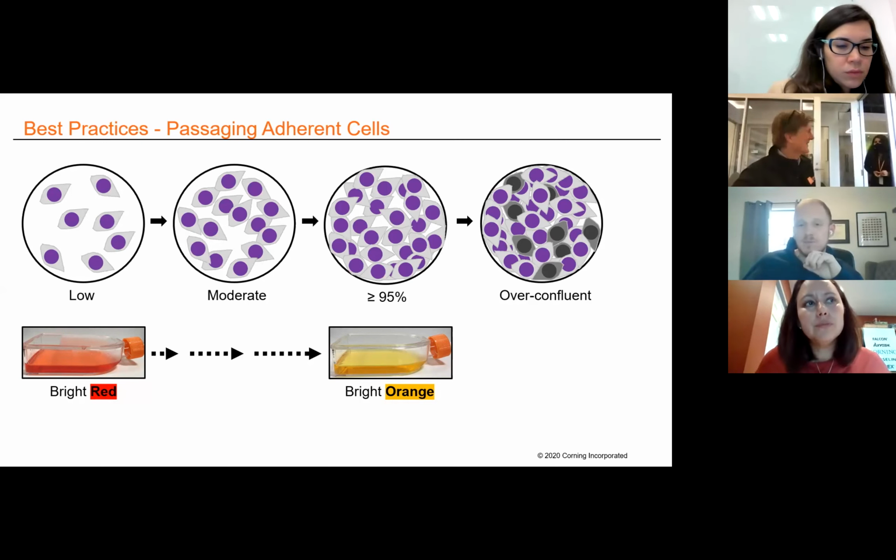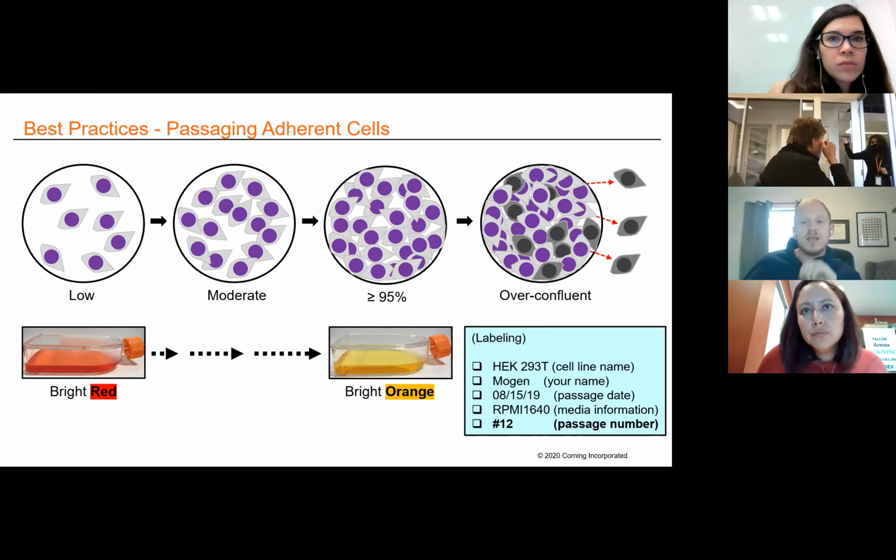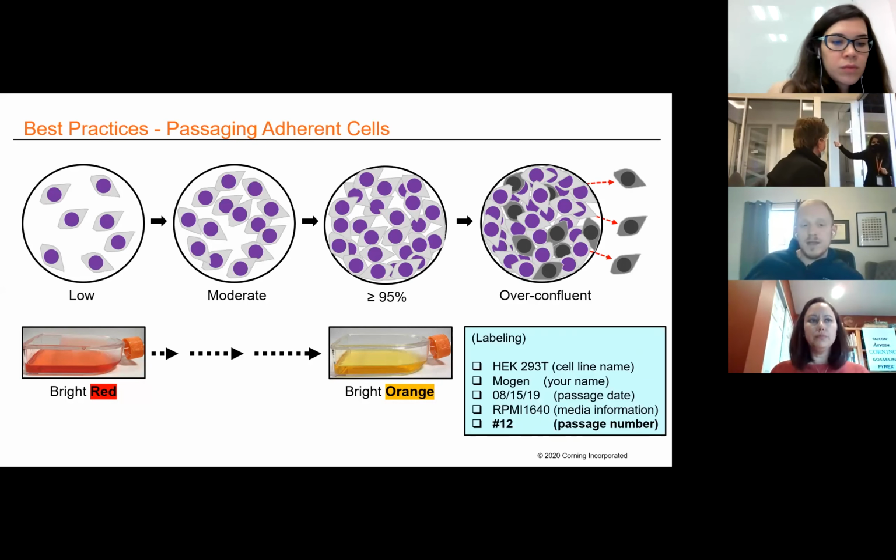One other thing to point out is that many people use a pH indicator in their media called phenol red. As the cells grow, they usually produce lactate, which makes the media more acidic and changes the color from red to a more yellow-orange.